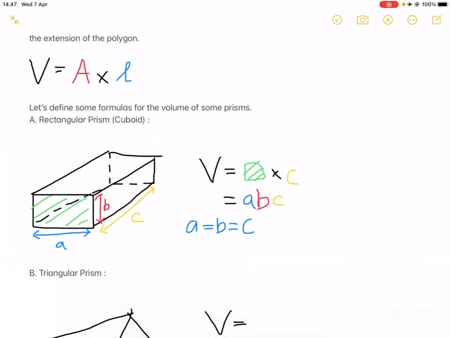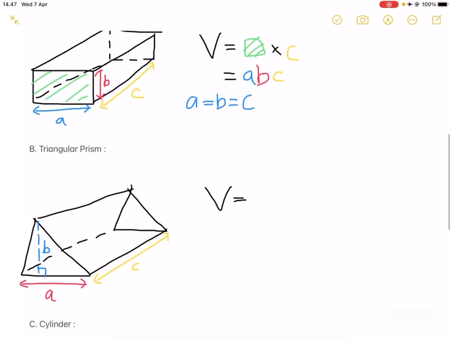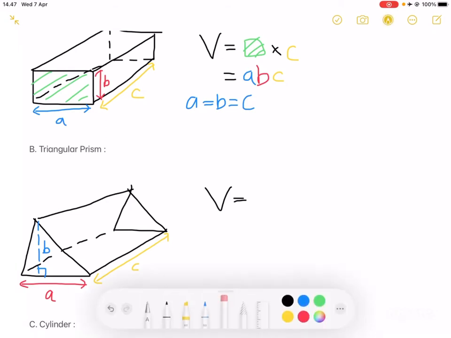The second one, we're going to derive the formula for the volume of a triangular prism. Again, using our fact that the volume of a prism is the area of the base times the length of the extension, in this case the area of the green region times C. The green region is a triangle, and the area of a triangle is base times height over two, which is a half times AB. So the formula will be a half ABC. There we go.